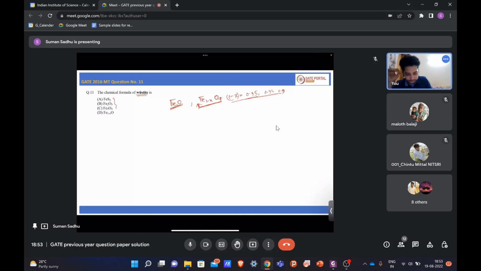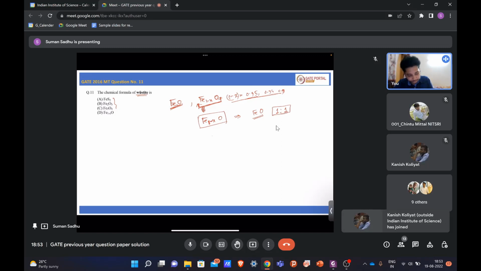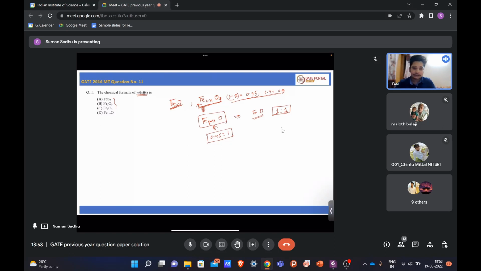Okay, let me give some hints. Fe1 minus XO means iron is less than predicted by stoichiometry. The stoichiometric ratio for FeO is 1 to 1, right? But Fe1 minus XO means this ratio may be 0.95 to 1 or 0.94 to 1. So in this oxide, the iron present is less than predicted by stoichiometry. It is less than that amount. So why is it less?